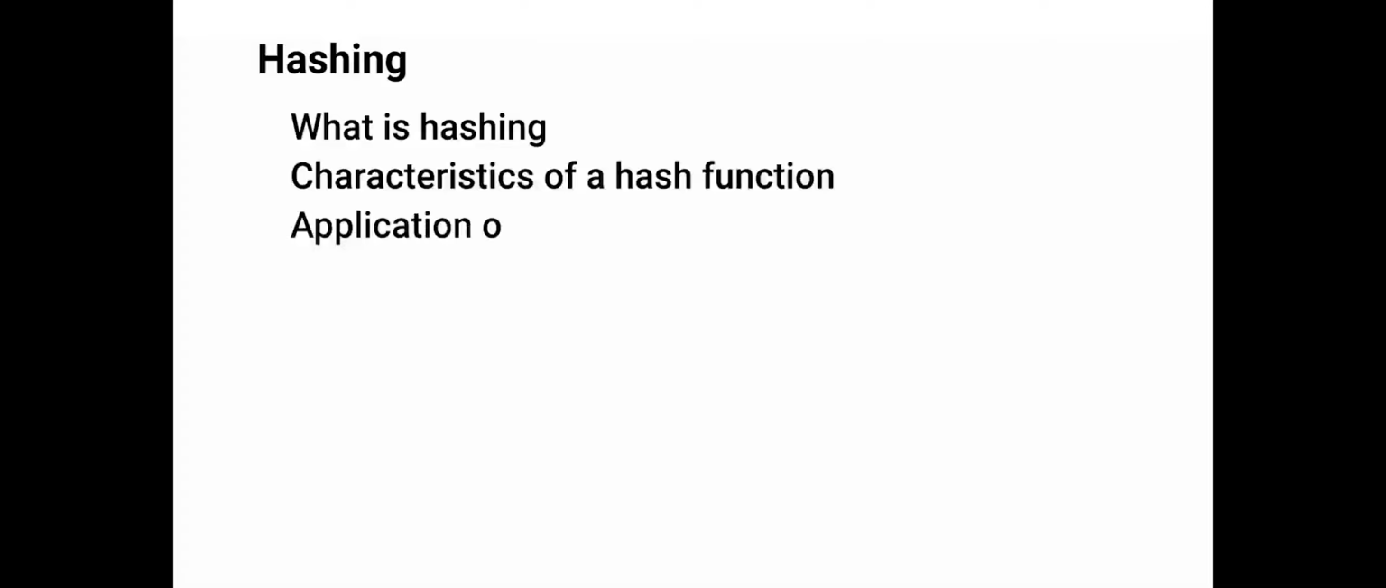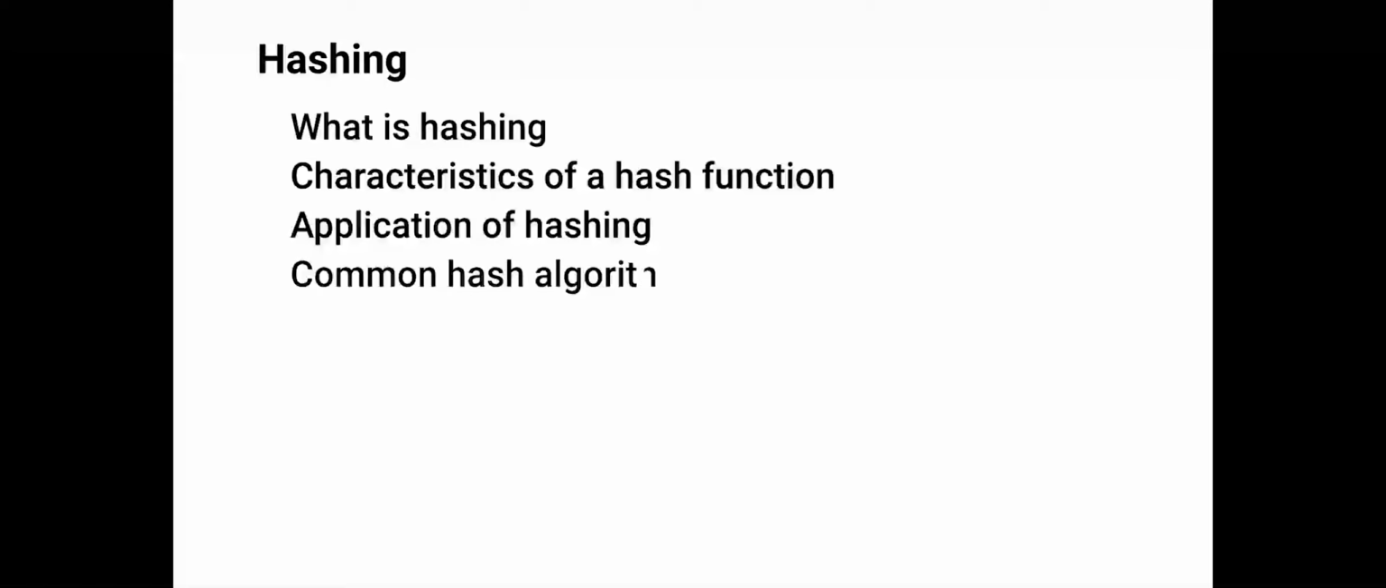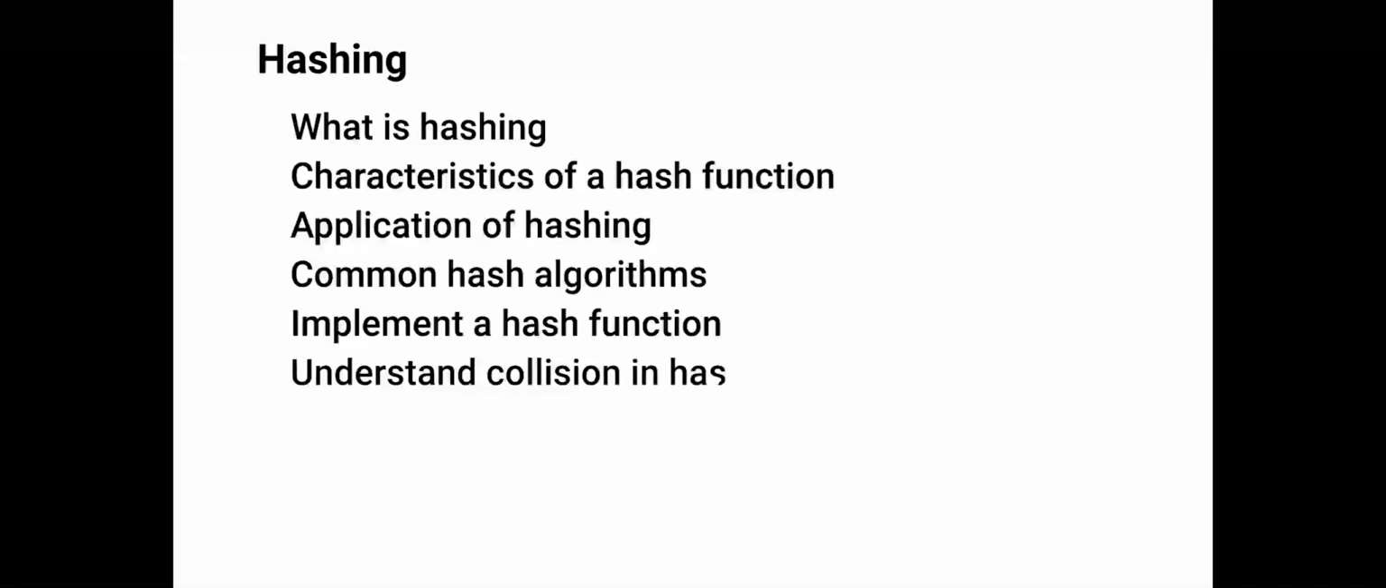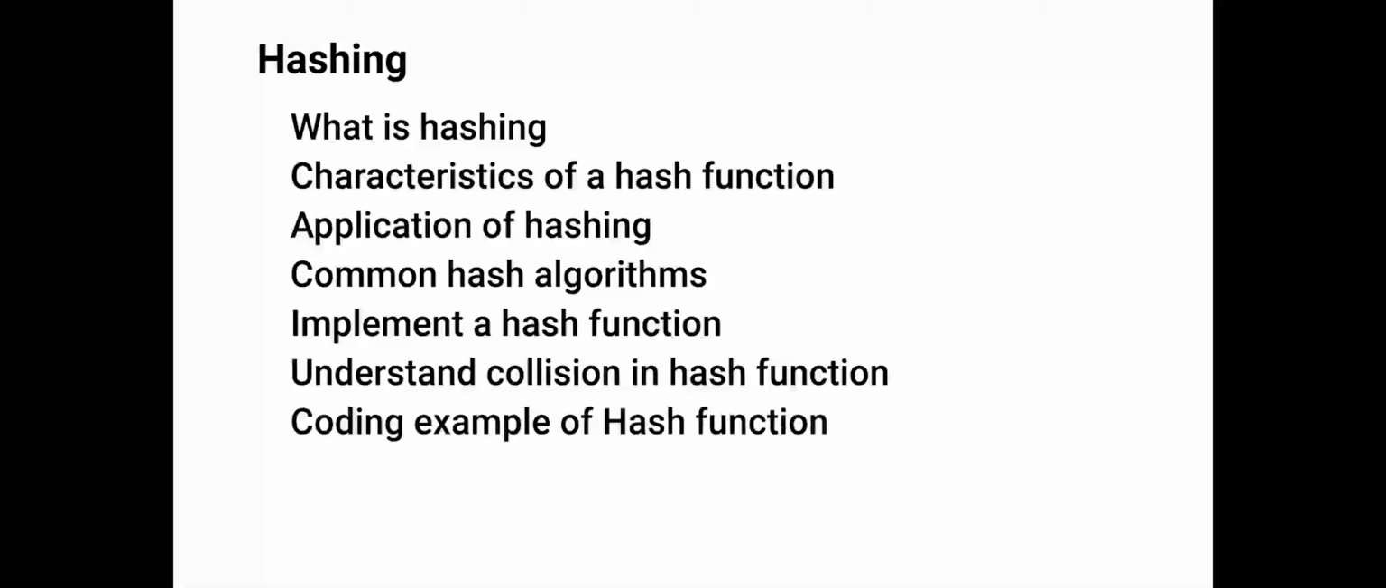Then we will learn about different areas of its application and some commonly used hash algorithms. Then we will implement a simple hash function, and while implementing the same, we'll understand the concept and importance of collision. And finally, as a coding example, we'll implement a hash table and understand its advantages and disadvantages. Let's get started.